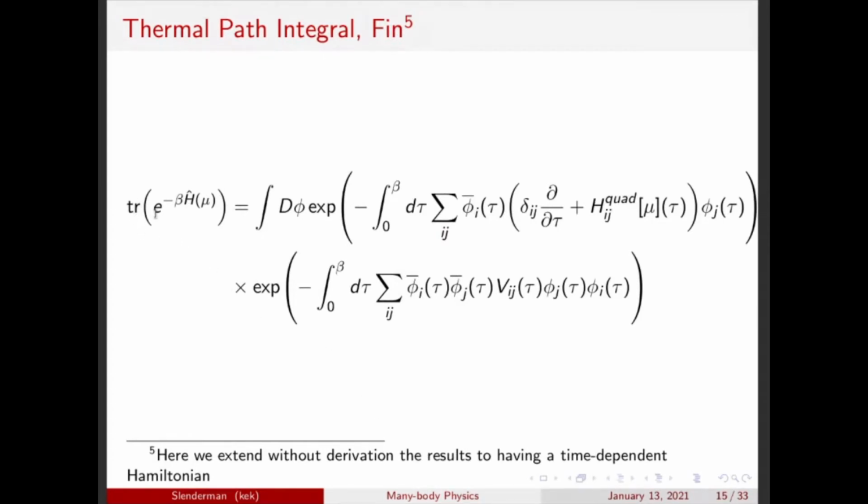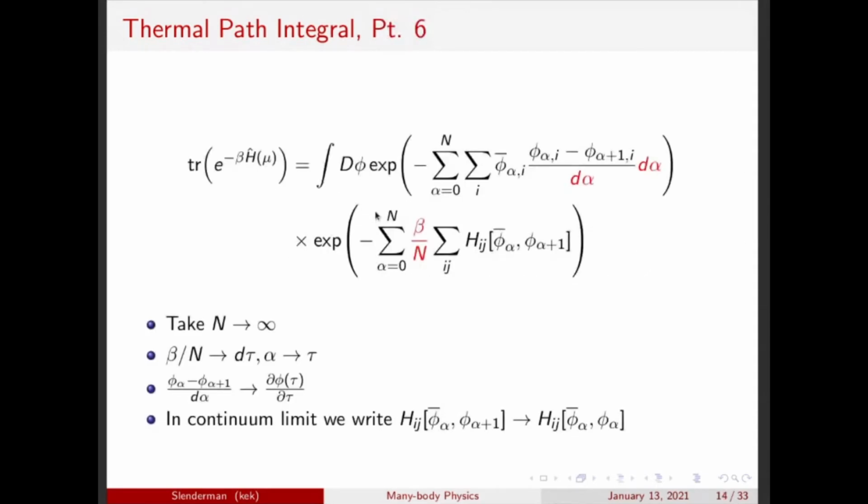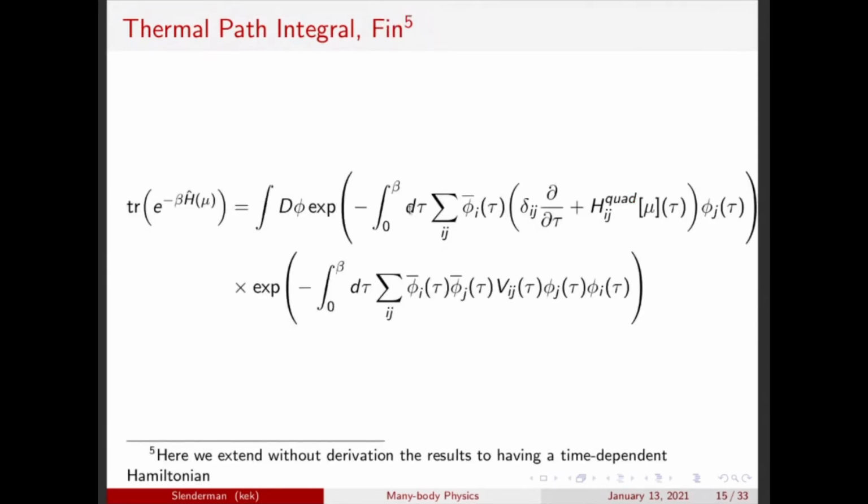So the final form of the thermal path integral for the partition function here is that this trace becomes a functional integral over phi, where I've suppressed all these indices in the measure, times two exponential forms, just to make it all fit on the page. Here, instead of a sum over alpha, I've taken the continuum limit, and so now I have an integral over this variable tau from 0 to beta. Recall beta is related to our temperature.